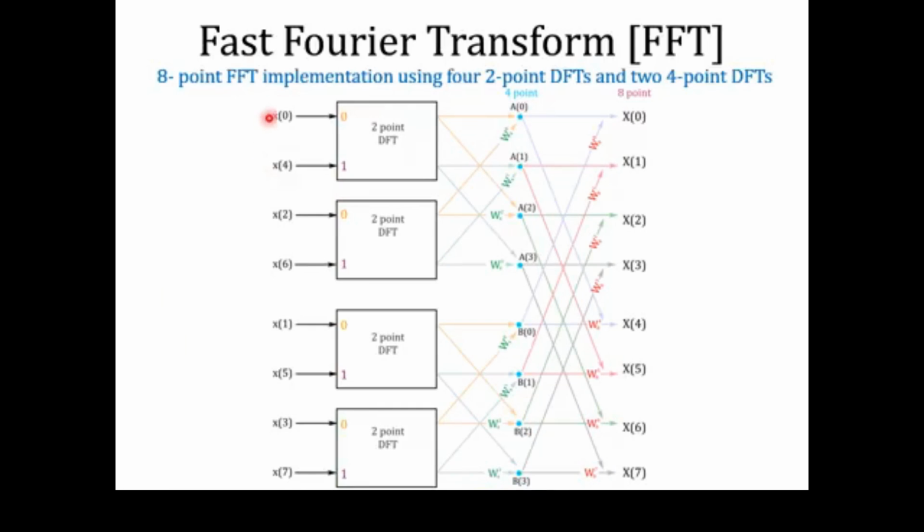Now we can split these 2-point sequences into 2 sequences where each sequence will contain only a single sample. So we will be left with a sequence containing a single sample like x of 0. Similarly, the second sequence will contain only x of 4. The third sequence will contain a sample value x of 2, and so on. So let's see how we can implement the FFT structure in that case where every sequence contains only one sample and we are required to take its 1-point DFT.